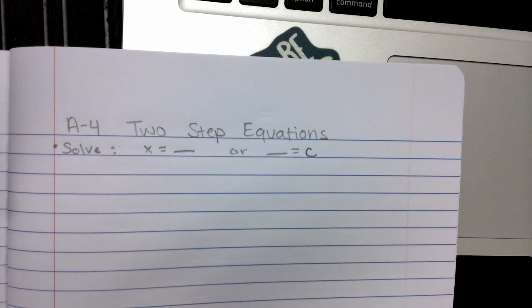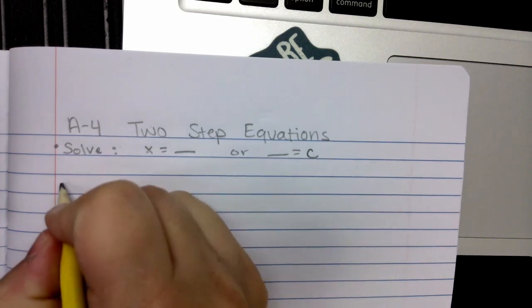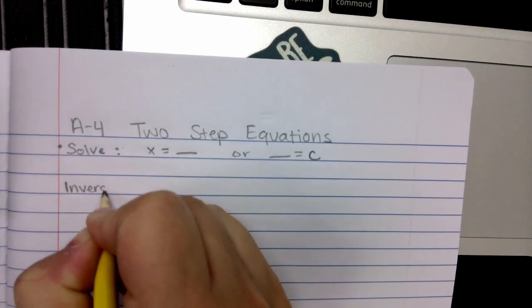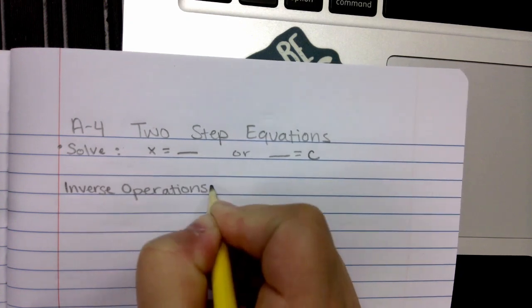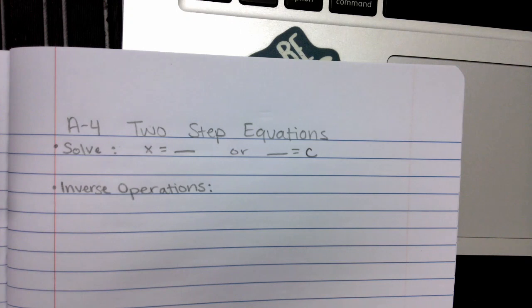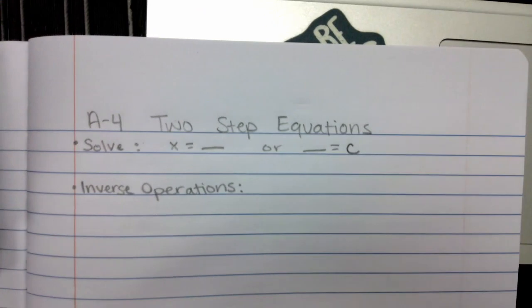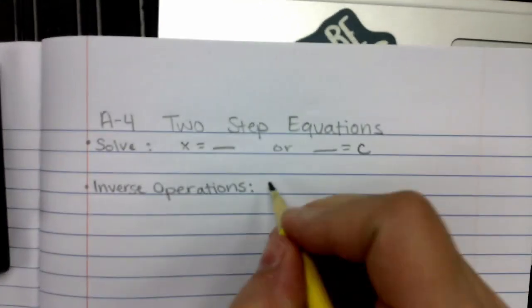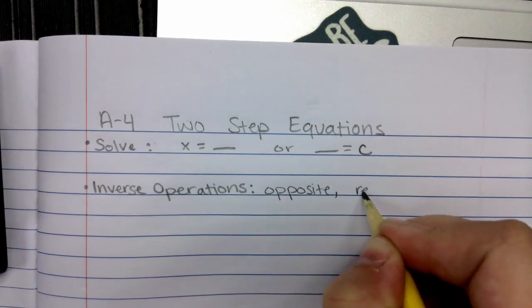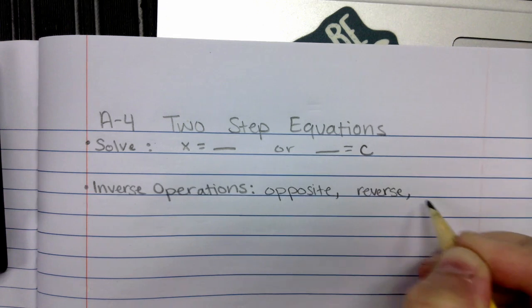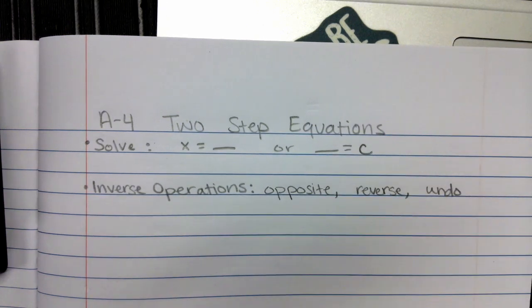All right, let's just remember again for inverse operations. We already wrote out that definition, so let's just use those quick words. What does inverse operations tell us to do? Opposite, reverse, undo. So we have three pairings that we like to think about.